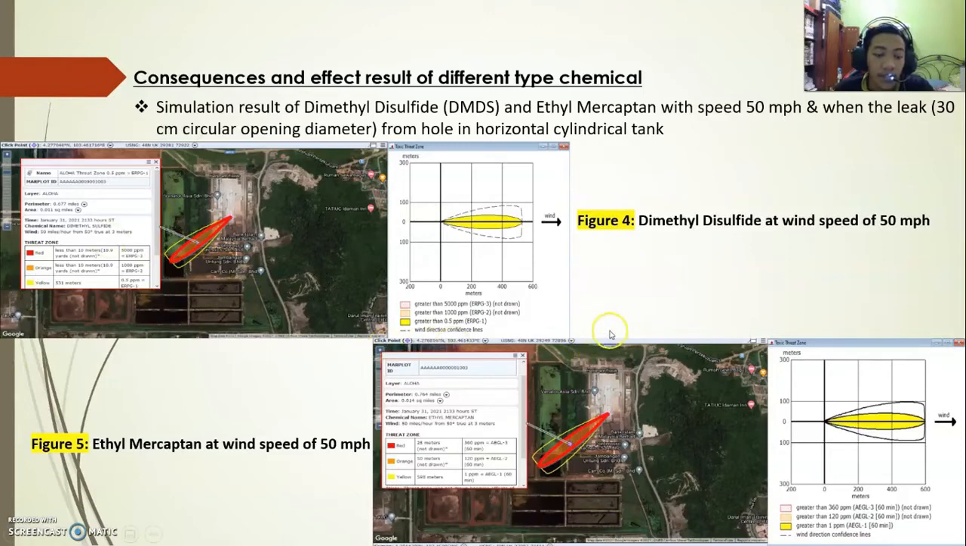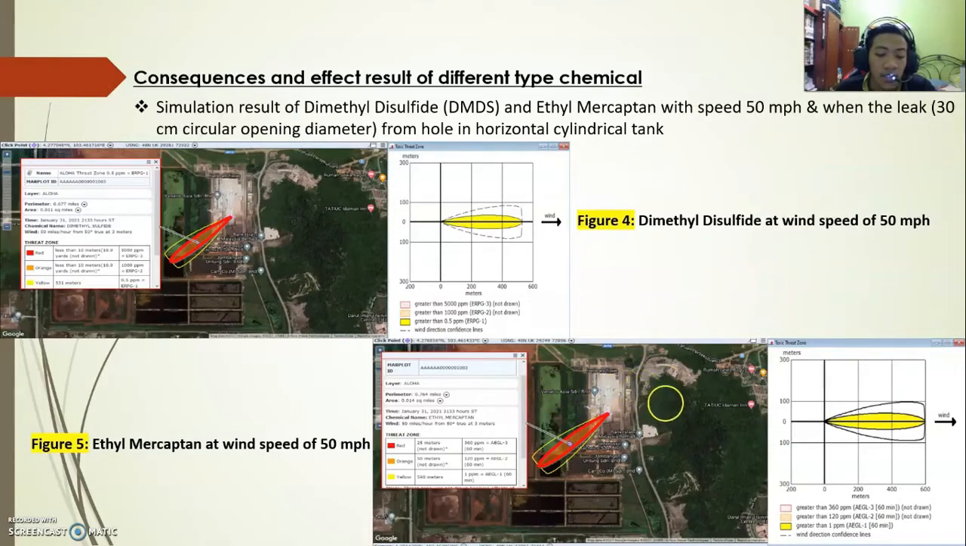Based on figure 4 and figure 5, both the methyl disulfide and ethyl mercaptan results show that the toxic zone is yellow, which is between 0.5 and 1000 ppm. The orange-red zone and the red zone were not drawn because the near-field effect makes the dispersion prediction less reliable for short distances. So the software is unable to draw the orange-red zone and red zone.